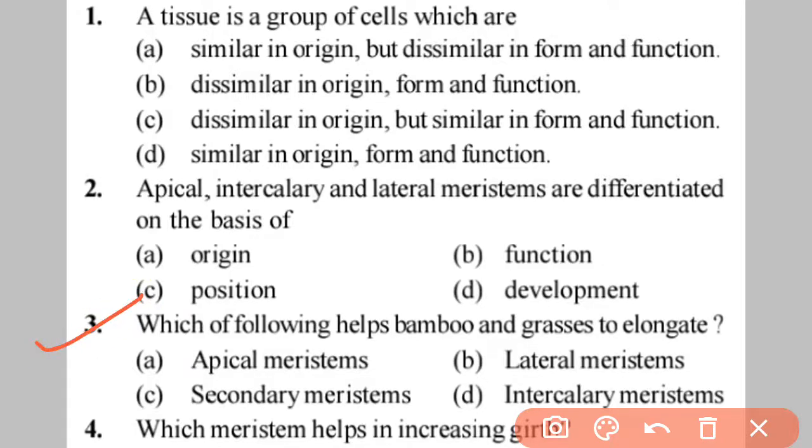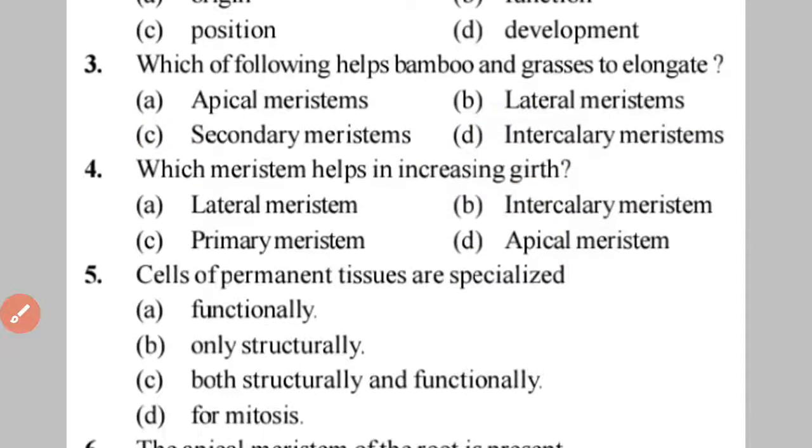Question 3 is, which of the following helps bamboo and grass to elongate? Option A is apical meristems. Second one is lateral meristems. Option C is secondary meristems, and the last one is intercalary meristems. So it is basically the last one, intercalary meristems. Okay, let's move on. Question number 4.